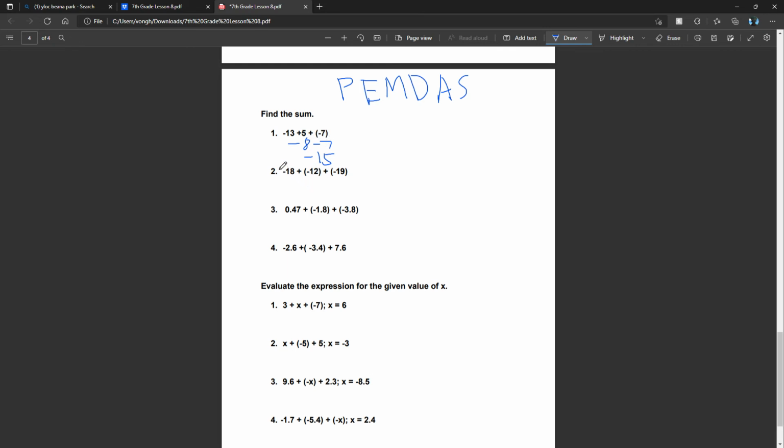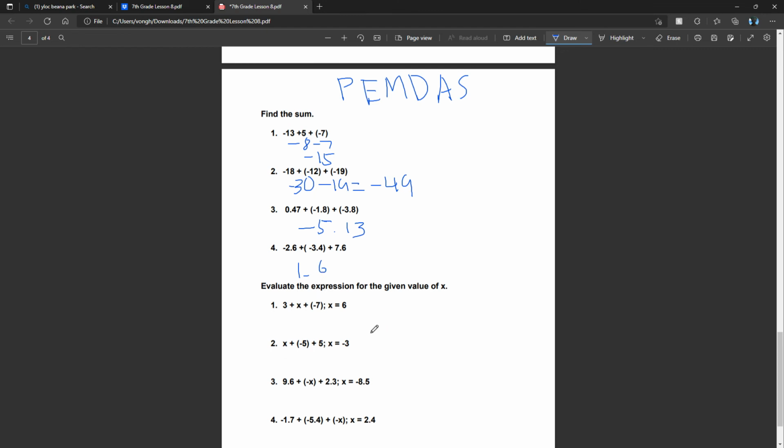For number 2, we have negative 18 plus negative 12. Same thing as negative 18 minus 12. That's negative 30 minus 19. And that's negative 49. Try 3 and 4 on your own. You should get negative 5.13. And then here you should get 1.6.